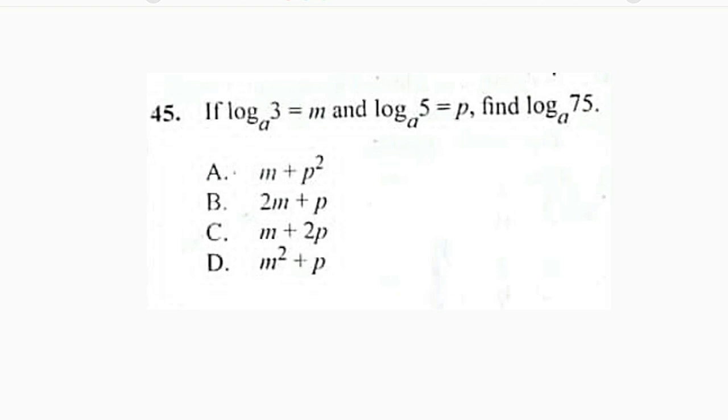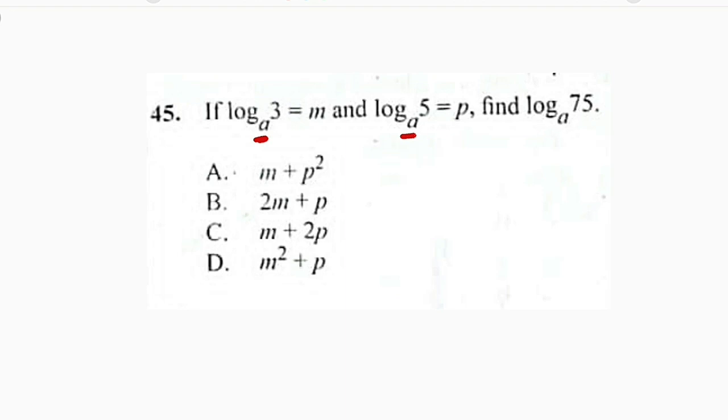So here is question number 45. We are given that log of 3 with the base of a is equal to m, and log of 5 with the base of a is equal to p. We are asked to find log of 75 with the base a.